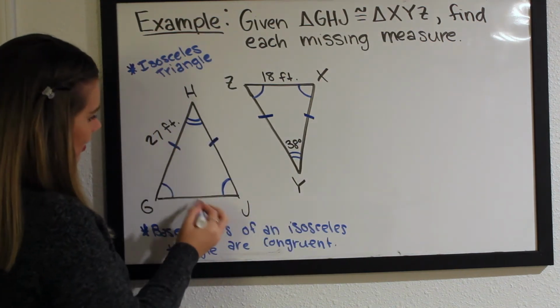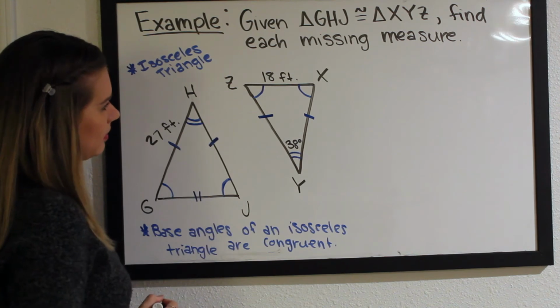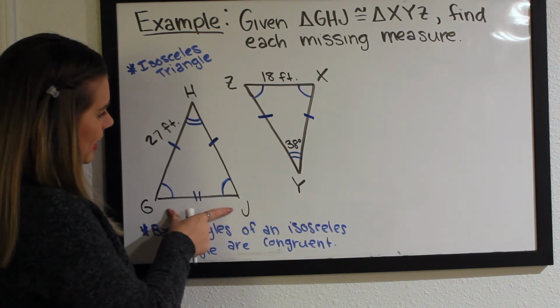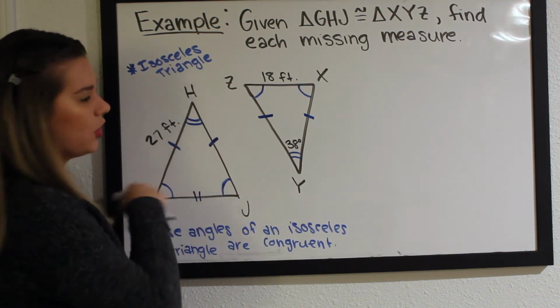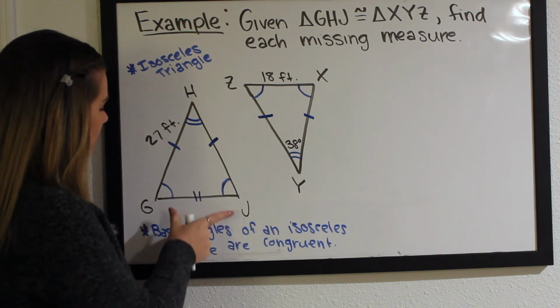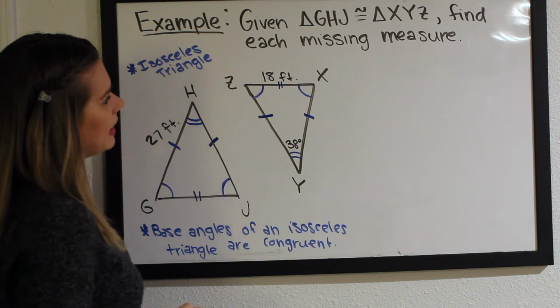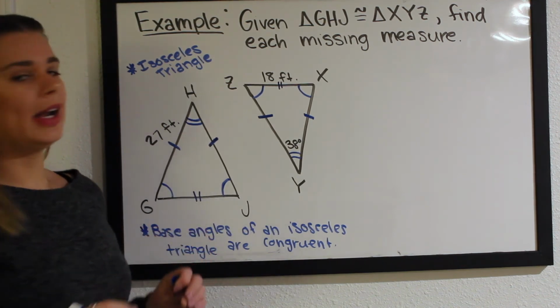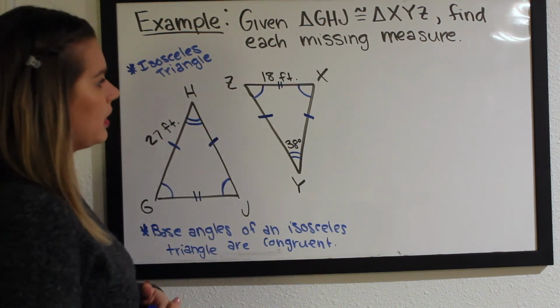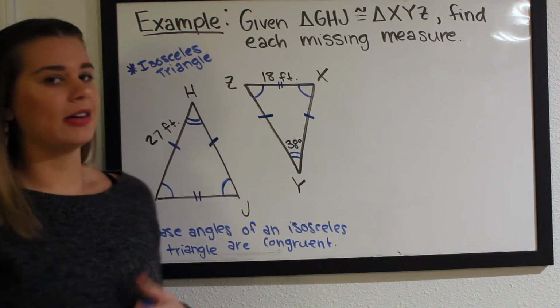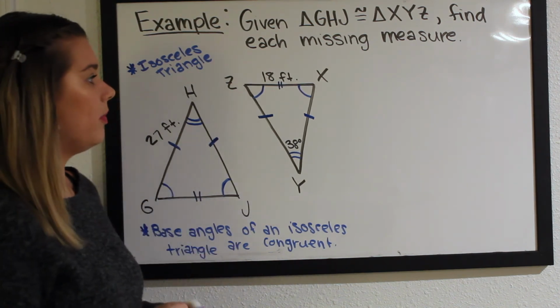So GJ right here, I'm going to do two tick marks, because that's the base of my isosceles triangle. We don't have an equilateral triangle here. GJ is congruent to XZ. Now that I've identified all of my corresponding congruent parts, I can start actually solving for the missing lengths.